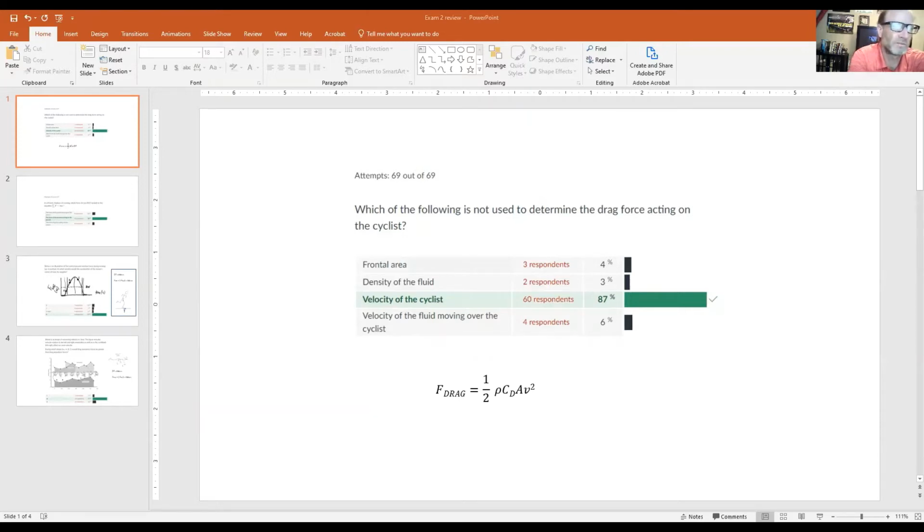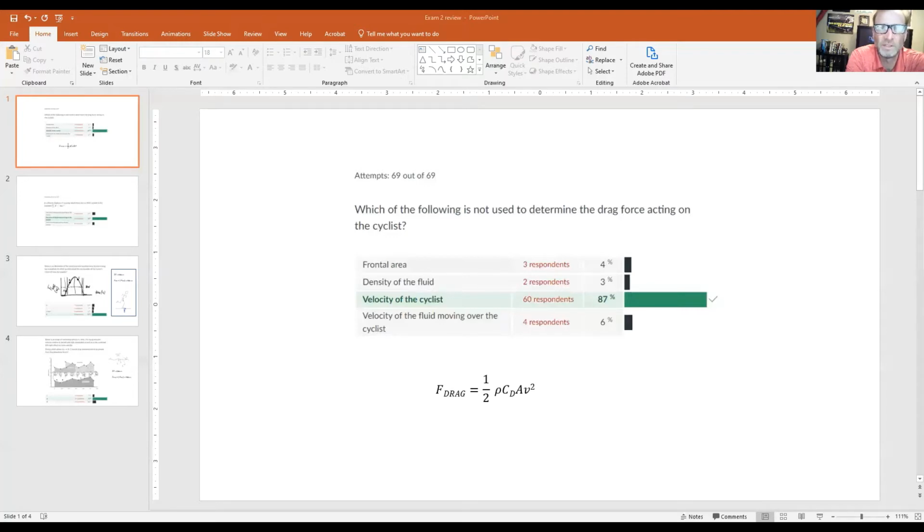So the first question is, which of the following is not used to determine drag force acting on the cyclist? What this question is really asking is, do you know the equation for drag force? I've listed the equation down here. That was not part of the question. F drag is equal to 1/2 rho CdA V squared. You need to know this equation, and you need to know the parameters in the equation.